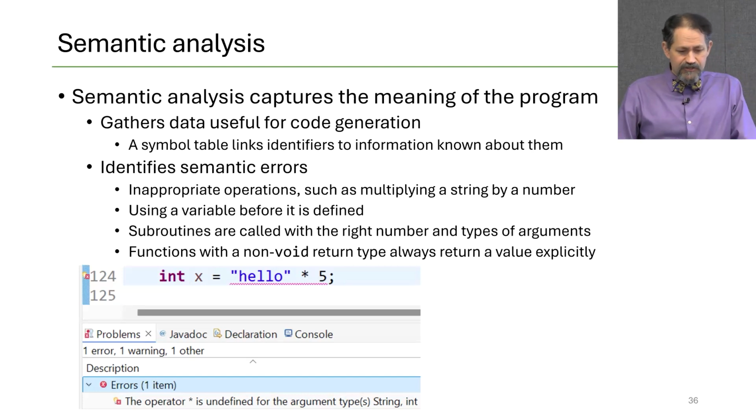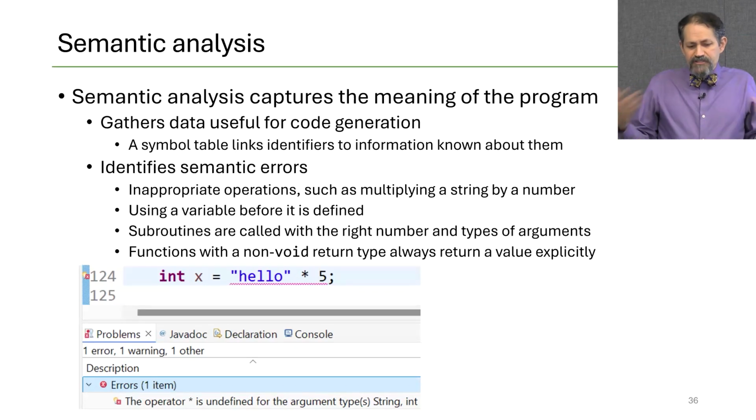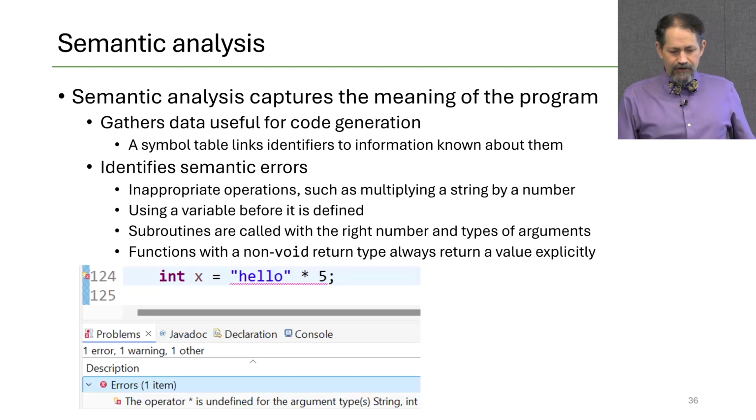Other kinds of semantic errors might be using a variable before it's defined, or calling a subroutine with the wrong number of parameters or the wrong types of arguments. Or we might want to make sure that a function that has a non-void return type always returns a value explicitly. So we don't have a situation where we're returning from a function, but we don't have the return value.